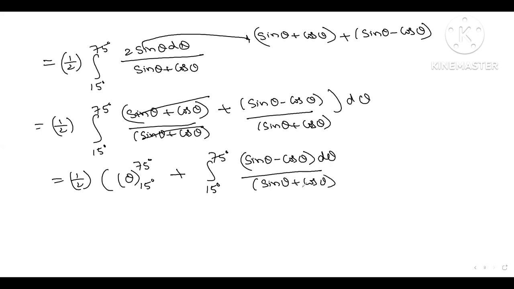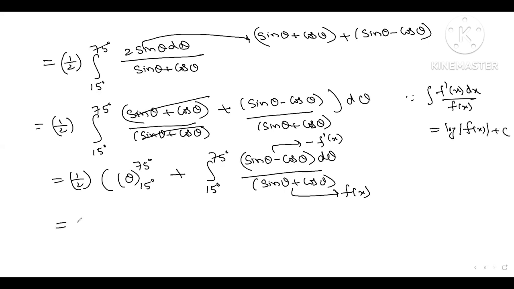Here, let us take the denominator as f of x. Then the numerator will be: the derivative of sin theta is cos theta, derivative of cos theta is minus sin theta. The denominator is f of x, and the numerator will be minus f dash x. We have one form, integral f dash x dx by f of x. We have the formula, log f of x.